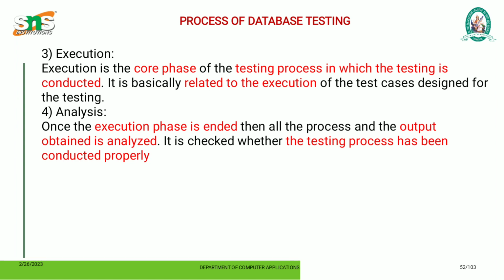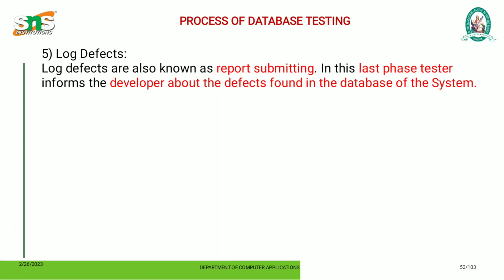Execution is the core phase of the testing process in which the testing is conducted. It is basically the execution of the test cases designed for testing. Once the execution phase is ended, all the process and the output obtained is analyzed. It is checked whether the testing process has been conducted properly or not. Log defects and report submitting is the last phase, to inform the developers about the defects found in the database system.